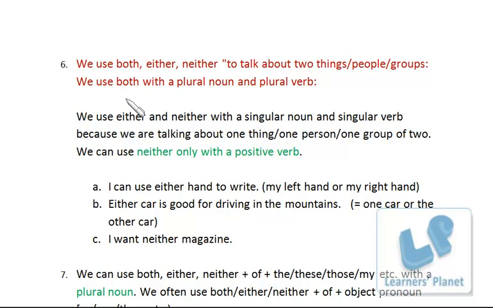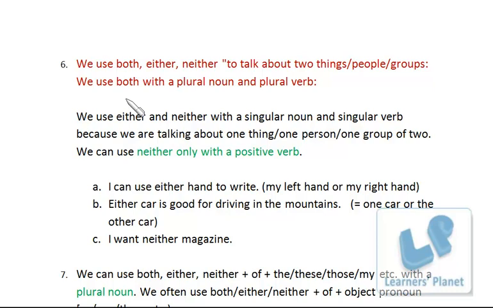It's very important when you attempt questions based on spotting the errors. You have to be careful there. You may be asked questions based on the usage of both, either and neither. I can use either hand to write, my left hand or my right hand. That means I can use both hands efficiently. I can write with my left hand also, and with my right hand also.